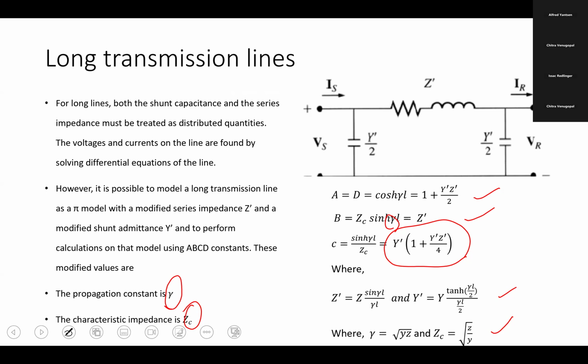The maximum power transfer theorem is like as long as the load is the conjugate of the damping resistance of the system, then you get maximum power transfer.